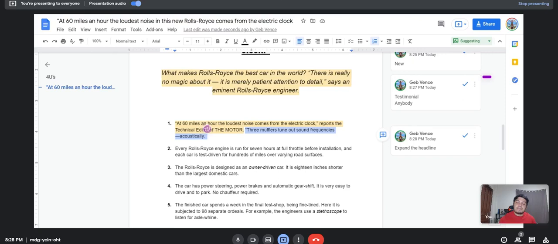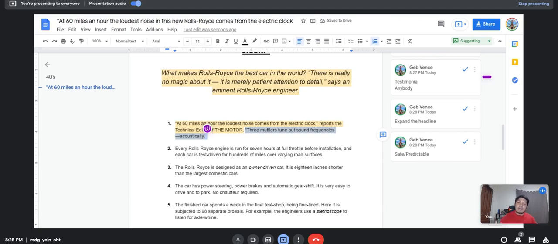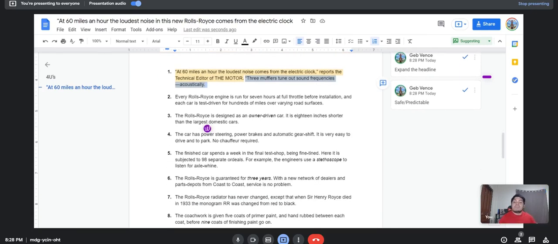So, that means, you could say, it's safe, predictable. He's already explaining the specifics. And he's saying that because of the three mufflers, kaya tahimik yung Rolls-Royce. Okay? Number two, every Rolls-Royce engine is run for 7 hours at full throttle before installation. Each car is test driven for hundreds of miles over varying road surfaces. So, every Rolls-Royce engine is run for 7 hours at full throttle before installation, and each car is test driven for hundreds of miles over varying road surfaces.